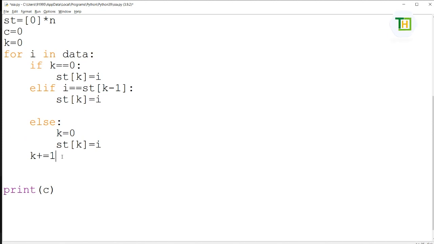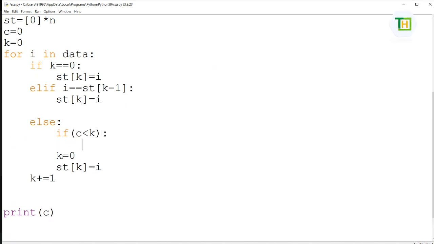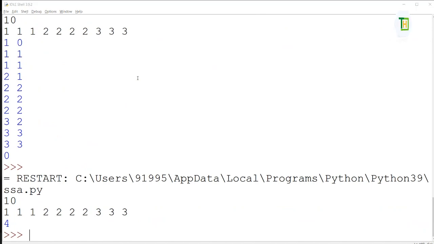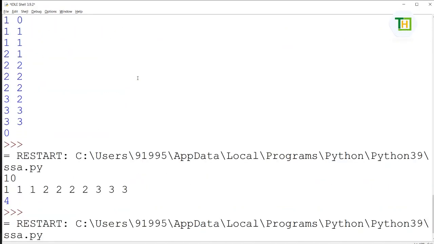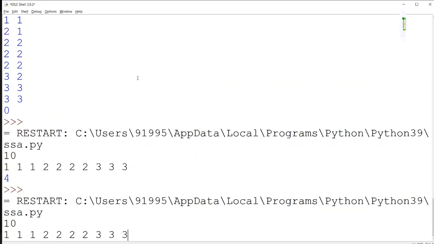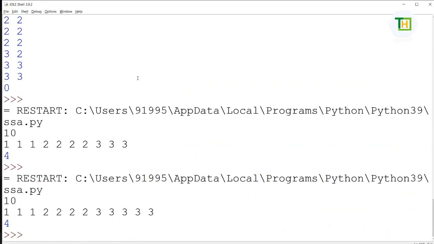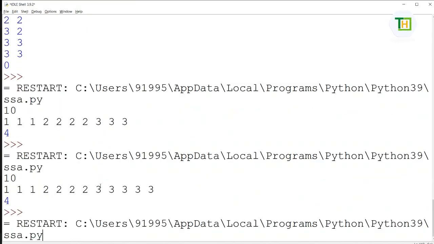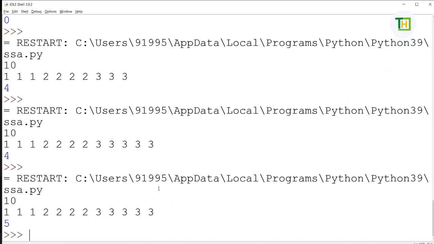I'm going to write here, every time, if c is less than k, then c is equal to k. For example, if this is the input, the output is going to be 4, and again I'm going to execute it. If it is going to be 2 more 3s, again the answer is going to be 4. Again I'm coming out of this and I'm going to check if c is less than k, c is equal to k. Then if you observe here, now it is going to be 5.